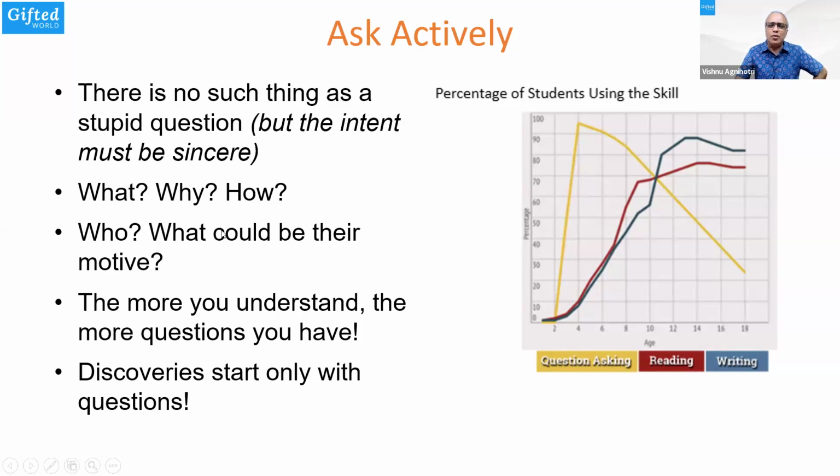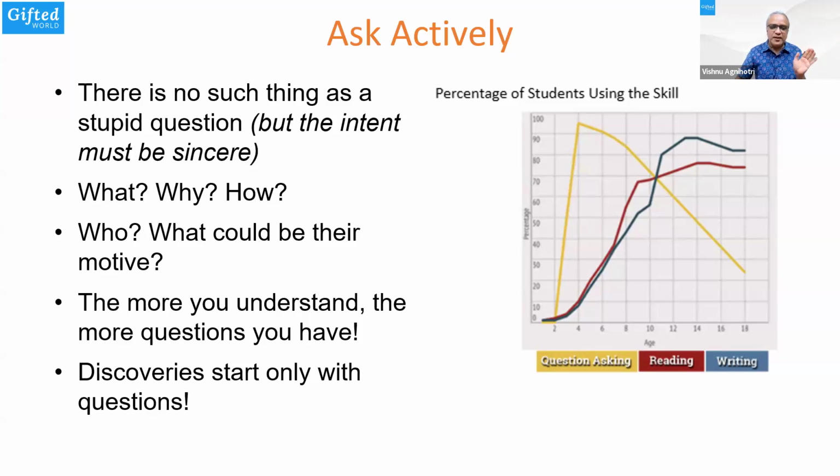What, why, how, who, what could be their motive? The questions may need to be different depending on the domain you're studying. I already told you that the more you understand, the more questions you have. So if I had to say only one thing in this entire presentation, it would be ask questions. If you forget all the other 7 points which are coming, this is the most important thing to ask.